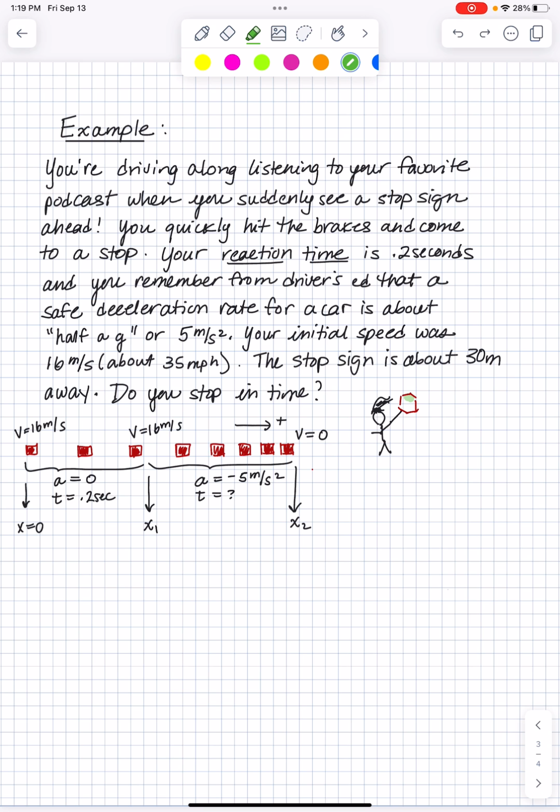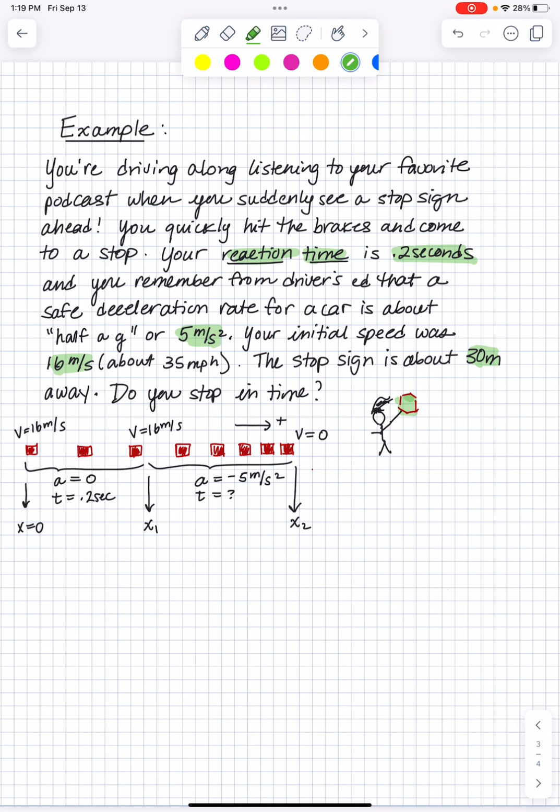All right, so in this problem you're driving, and let's highlight the important information here. You're driving at 16 meters per second. You see a stop sign in front of you and you say, boy, I have to stop. In between thinking to stop and actually hitting the brakes, your reaction time creates a little delay. So for 0.2 seconds, you keep going at your original speed. At that point, you actually do press the brakes, and you begin to decelerate at a rate of about 5 meters per second squared. You're told that the stop sign is 30 meters away, and you want to know if you stop in time.